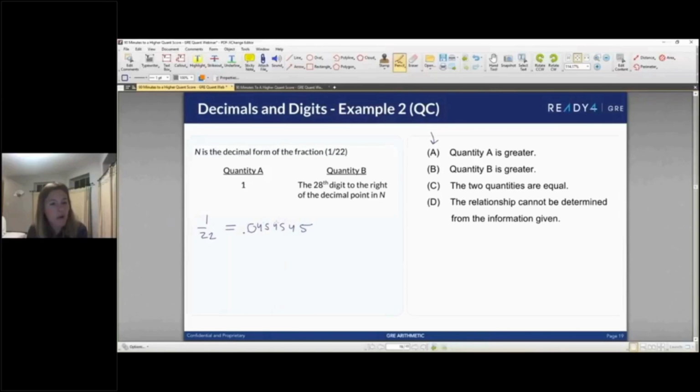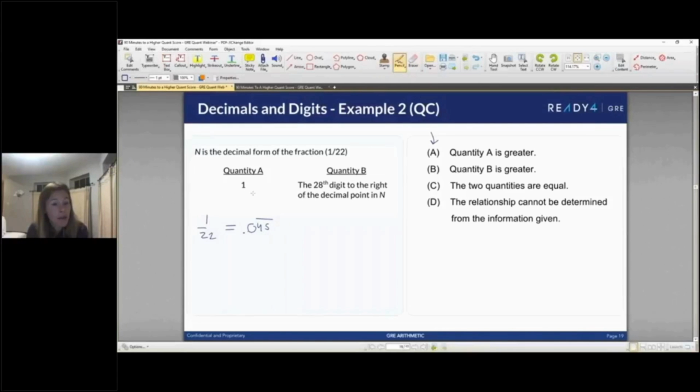You would see this 4-5 pattern is going to go on forever, okay? It's not like in the 27th spot it's going to turn into a 1. You can just assume when you see something like this on the GRE that it's going to repeat forever. In math, the way we would usually write that is 4-5 with a line over it, and that indicates 4-5 repeats forever.